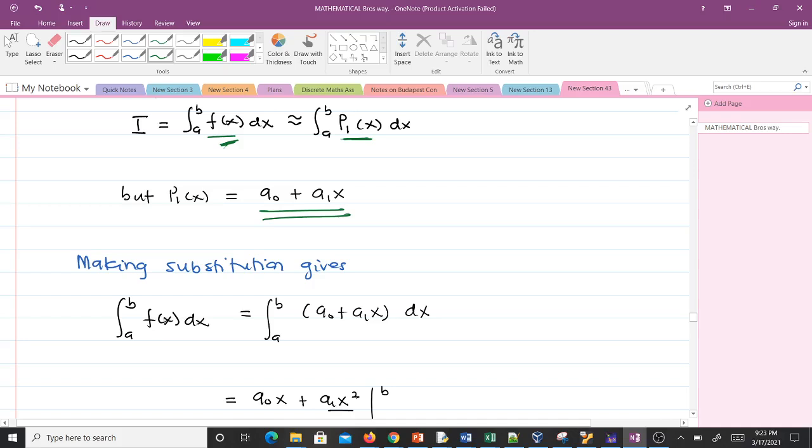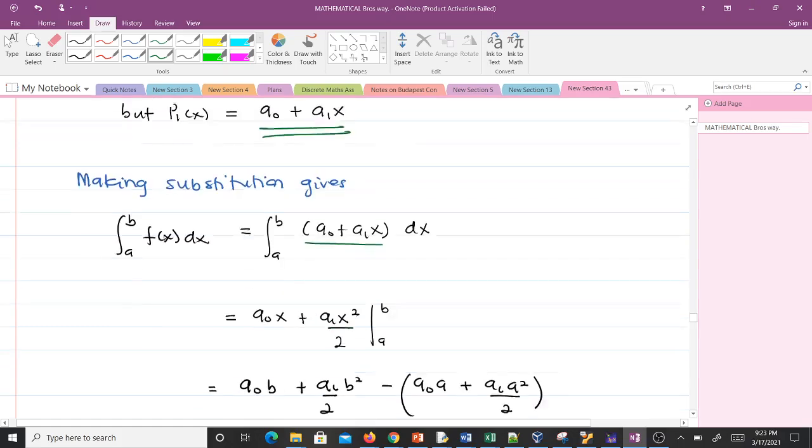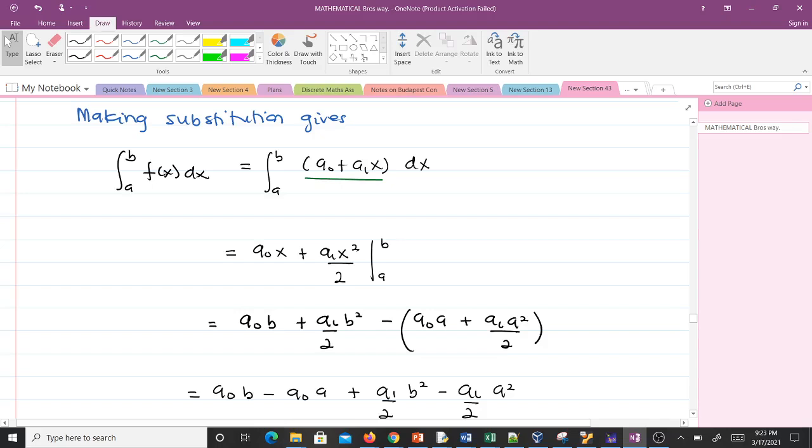So you can see it is very simple to integrate this function. So when we integrate this function, we will get a0 x plus a1 x squared over 2. Then our limits of integration a, b. Alright. So when we put in the first limit b, we would have this part, and the second limit will give us this part.